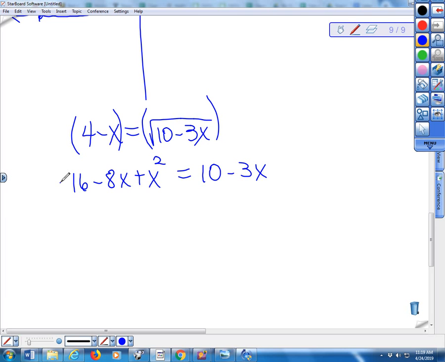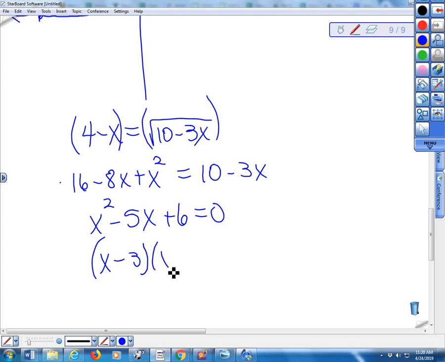If I see that the degree here is 2, I know it's a parabola. And to solve a quadratic, I have to set it equal to 0. So I'm going to go ahead and combine my like terms. Add 3x over, that's negative 5x. Subtract 10, that's 6. And now I just factor. So x is equal to 3 or 2.